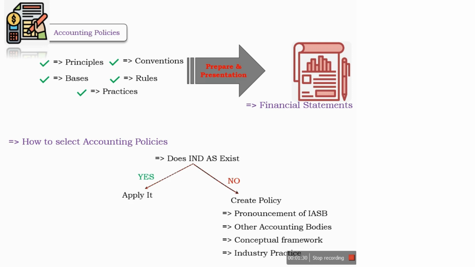And whatever policy we are applying, we need to take care that we apply it consistently. An accounting policy is to be applied only if it has a material impact. If the application of an accounting policy does not have any material impact, we are not supposed to apply it. It's optional.